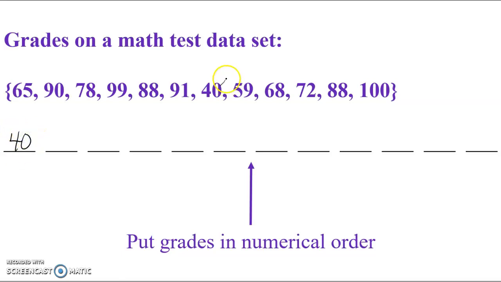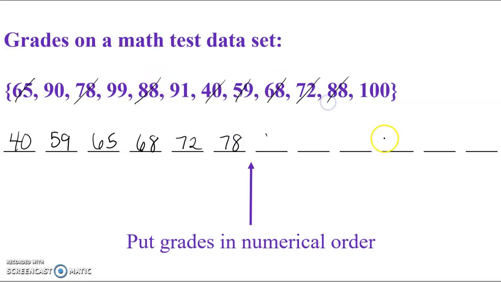And then moving up, I'm just going to cross them out as I get to them, make sure I cover everything. Looks like there was a 59. And then in the 60s, there was a 65 and a 68. And then in the 70s, a 72 and a 78. And then for the 80s, it looks like two 88s. And then a 90, 99, and 91. And then the highest one is a 100.